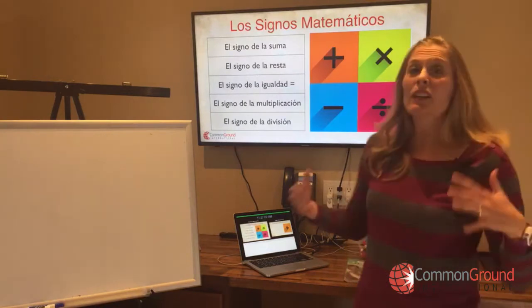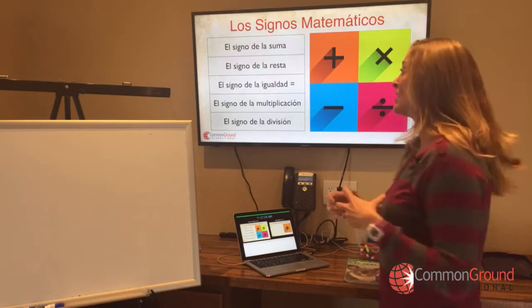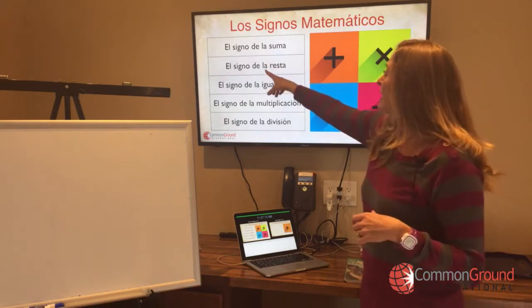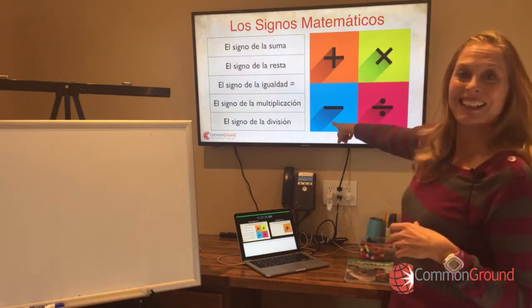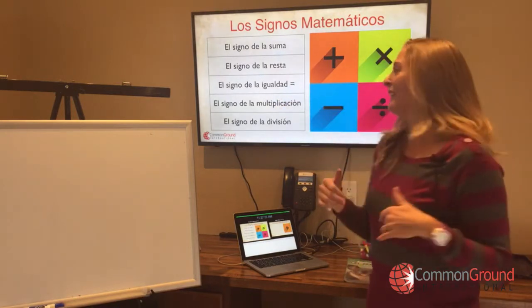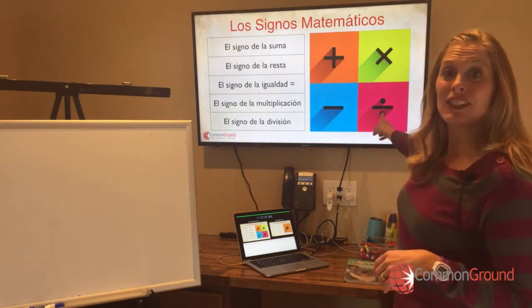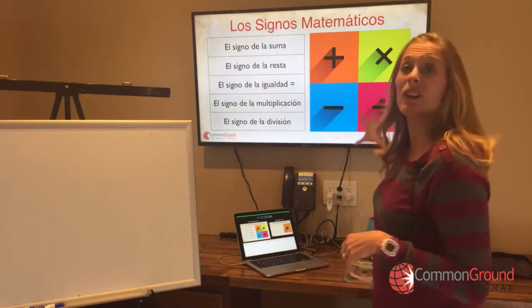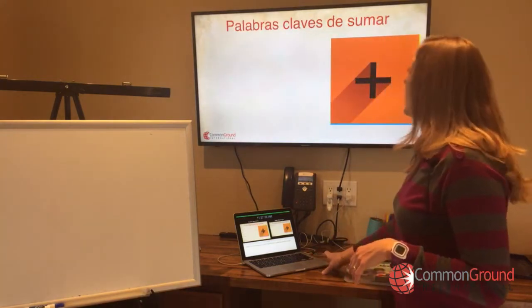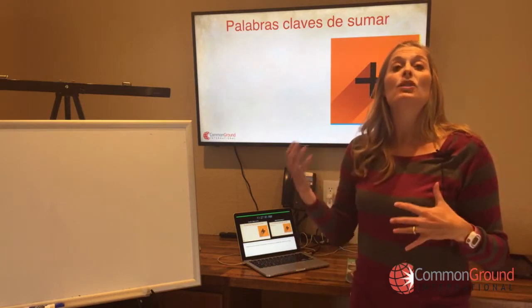Ok, primero los signos matemáticos. Es importante aprender los signos de mathematical signs. Ok, so signos de sign. So, el signo de suma, ok, the addition sign. El signo de la resta. Aquí, el signo de la resta. El signo de igualdad, ok, the equal sign. El signo de la multiplicación y el signo de la división. Okay, aquí tienen los signos en matemáticas, los signos básicos. Okay, muy bien. Primero vamos a empezar con palabras claves, keywords, para sumar.